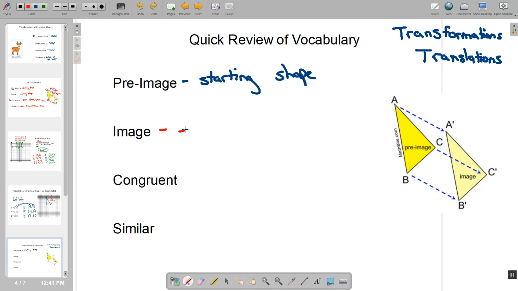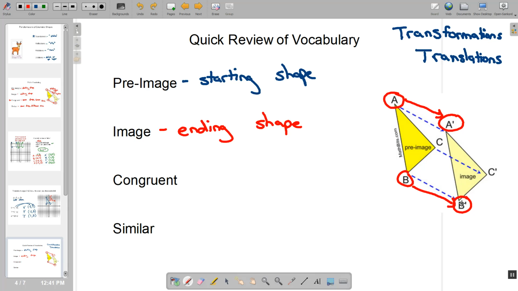Then our ending shape would be our image. So, reminding ourselves that point A sliding to A prime would be pre-image and image. Point B sliding to B prime would be our pre-image to our image again. Then, because a translation is always congruent, our new shape must be the same shape and the same size as our final shape. So our image and pre-image must be congruent.